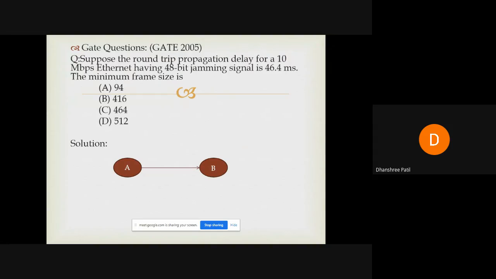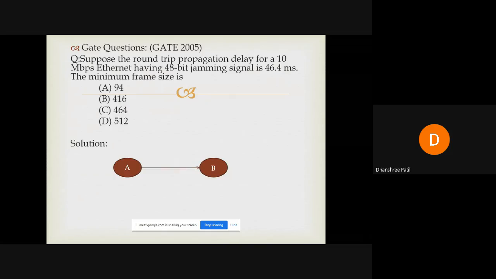Now let's see one example which was asked in GATE. As I already told, we are going to cover some of the GATE questions asked related to the particular chapter. For the first chapter, this was the question in GATE 2005. Suppose the round trip propagation delay for a 10 Mbps Ethernet having a 48-bit jamming signal is 46.4 milliseconds. The round trip propagation delay is given as 46.4 milliseconds. We have to calculate the minimum frame size. What is the minimum frame size that will be calculated?